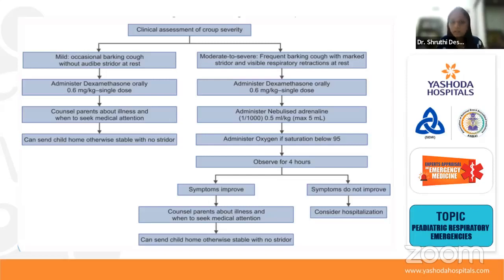But in the Indian scenario, it is better to admit patients with moderate to severe croup because of various social factors, parents' education, as well as the not-so-good pre-hospital setup in India. So hence, retaining the child in moderate to severe croup is necessary.